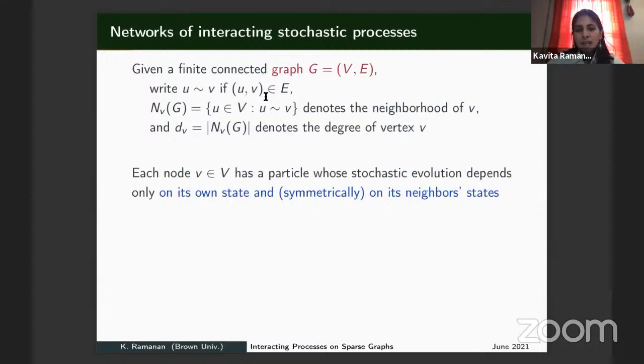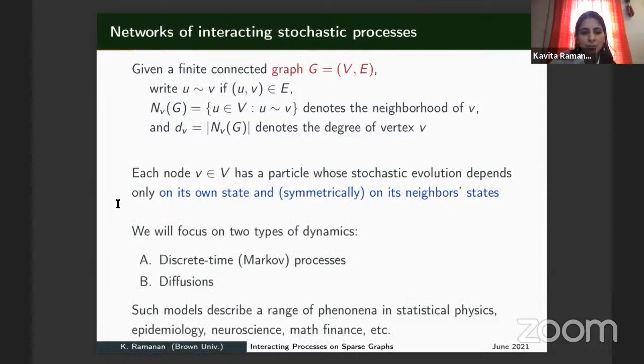Okay, so what's the basic problem description? Suppose we are given a finite connected graph. And I should also mention, I will be posting some background material later today. I was just trying to get a sense of the audience before I do that. So, you are given a finite connected graph, and I use this little tilde for the usual neighboring relation. I will use N_v^G to denote the neighborhood of v, and d_v will denote the degree of v, which is simply the cardinality of the neighborhood.